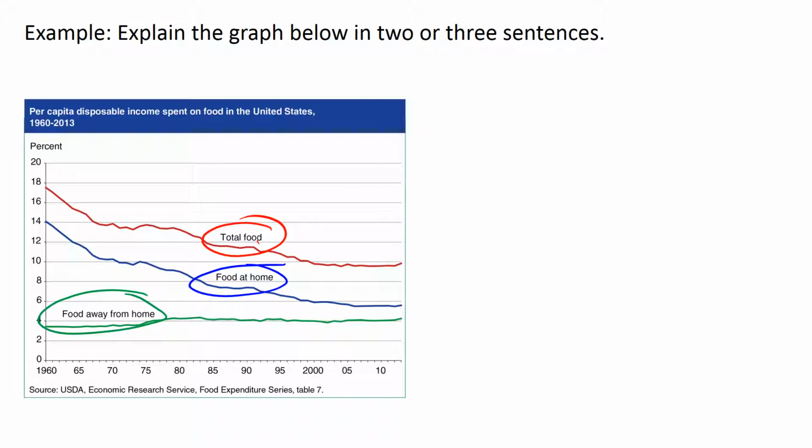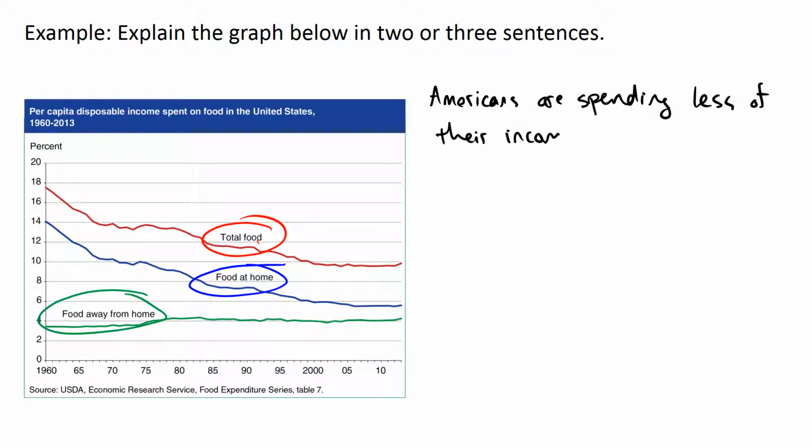We're being told that Americans are spending less of their income on food since the 1960s. So that's the first sort of overall thing we're being told about the graph.